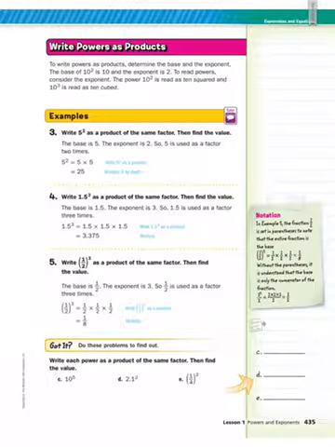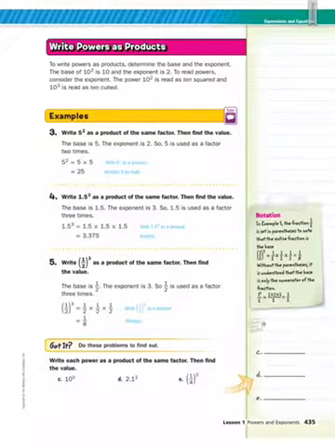Now, in example 3, it says write 5 squared as the product of the same factor, then find its value. So you've got to do 2 things in this example. First, when it says write it as a product of the same factor, that just means write 5 squared out as 5 times 5. Okay, so that's the first part. When it says find the value, you actually have to solve it. So 5 times 5 is 25.